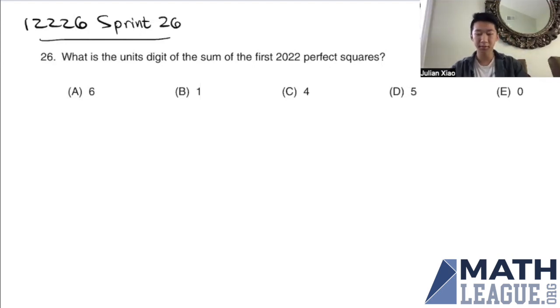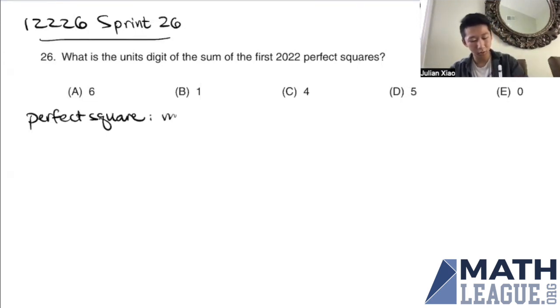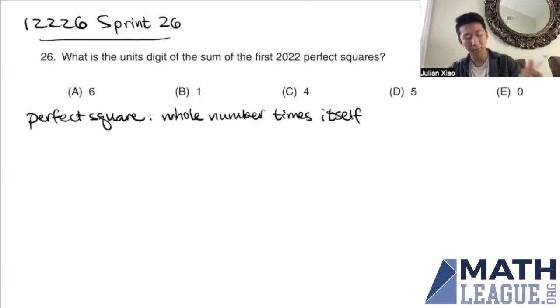Now, before we get started with this problem, let me just clarify for everyone what a perfect square is. A perfect square is what you get when you multiply a whole number by itself. I'll give you some examples. If you take the whole number 1 times 1, you get 1. So 1 is a perfect square.